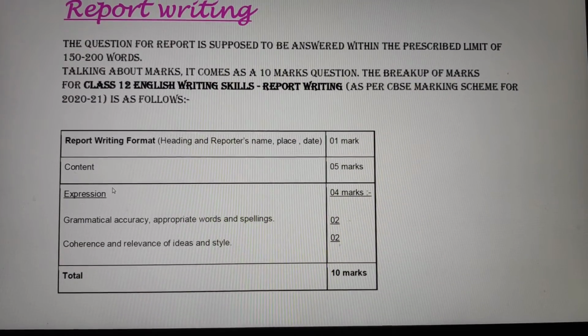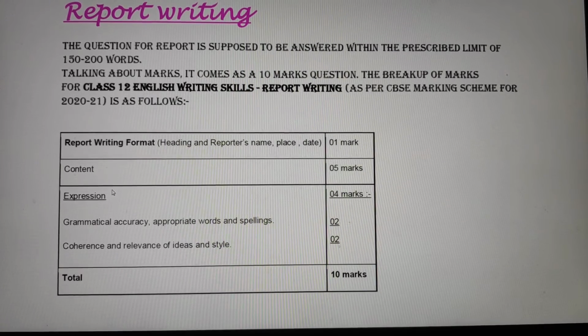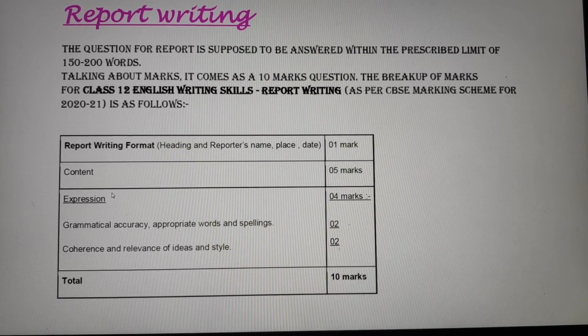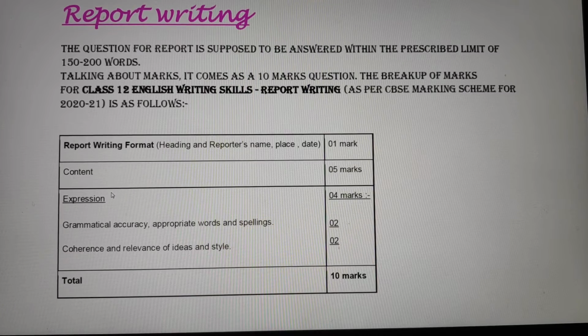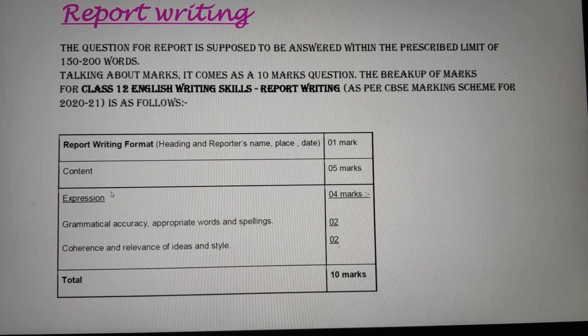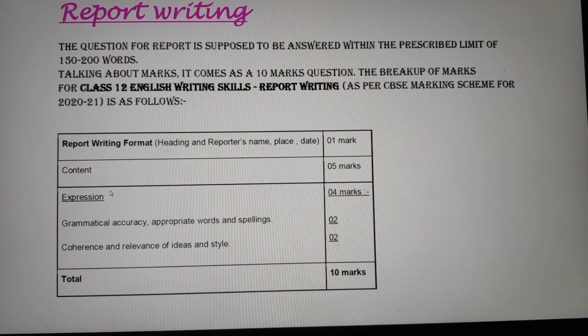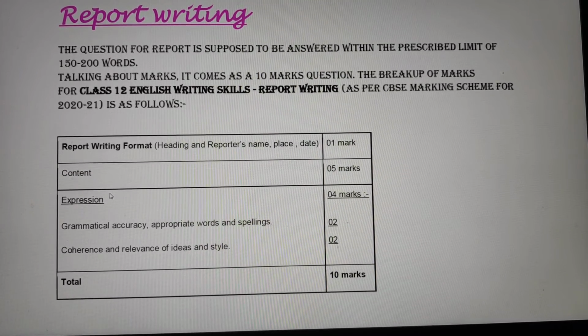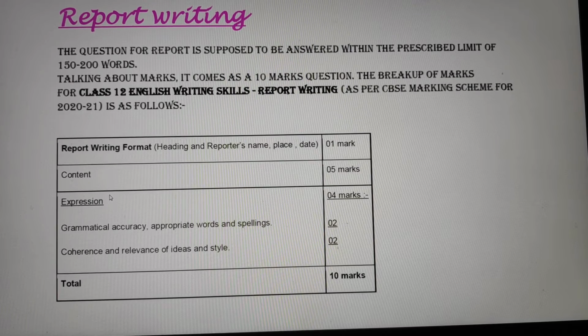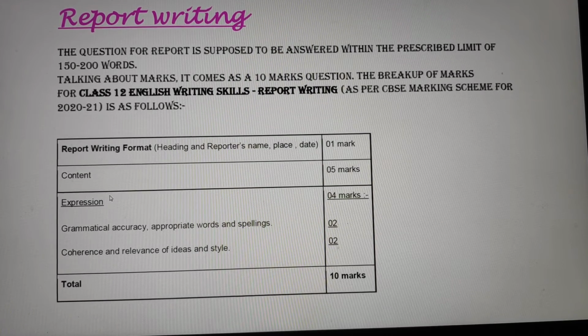So students, as far as the report writing is concerned, the question for report is supposed to be answered within the prescribed limit of 150 to 200 words. Talking about marks, it comes as a 10 marks question as a very long answer question.